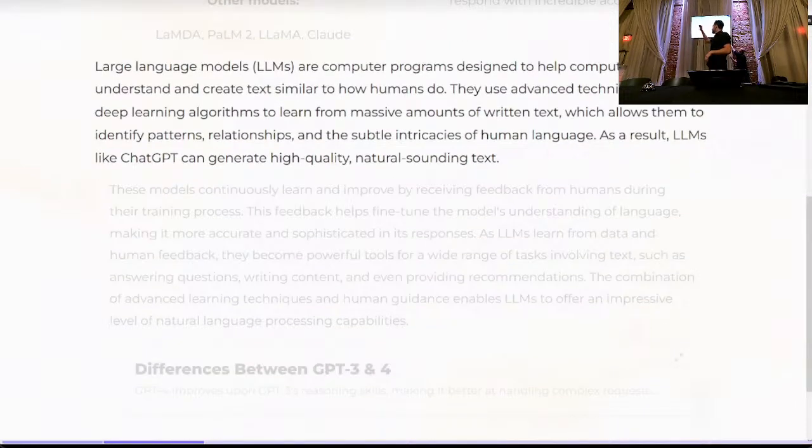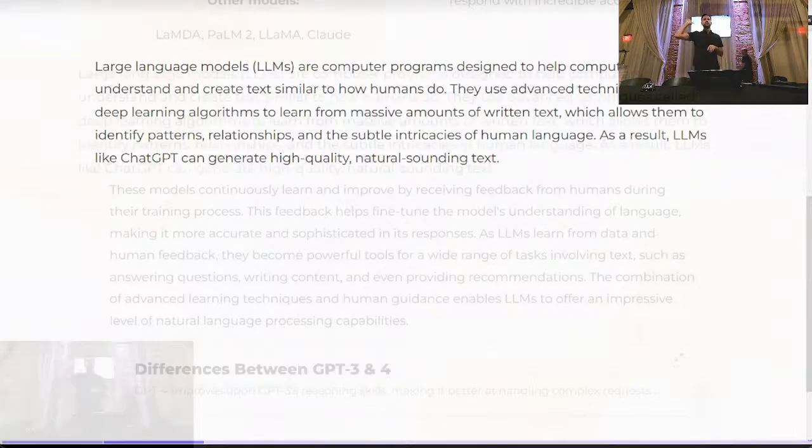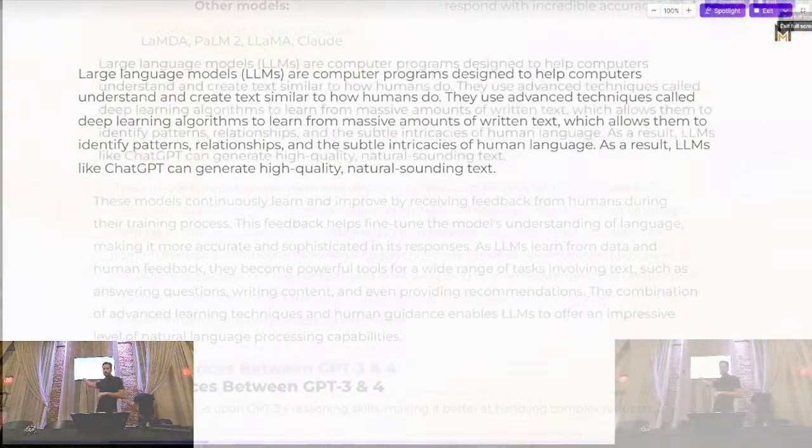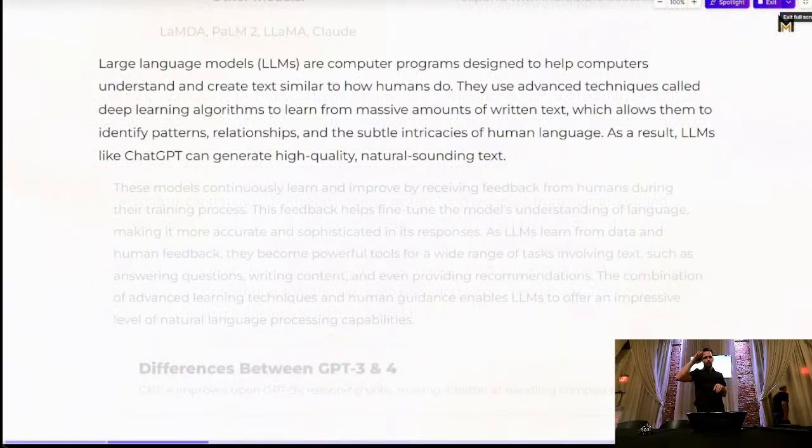So this, again, I am a stream of consciousness on this. This is a guardrail, just like last time. This is the actual definition, right? Computer programs designed to help computers understand and create text similar to how humans do. They're looking for patterns in their previous data sets and looking for the opportunity to create those patterns again based on statistics and probability.